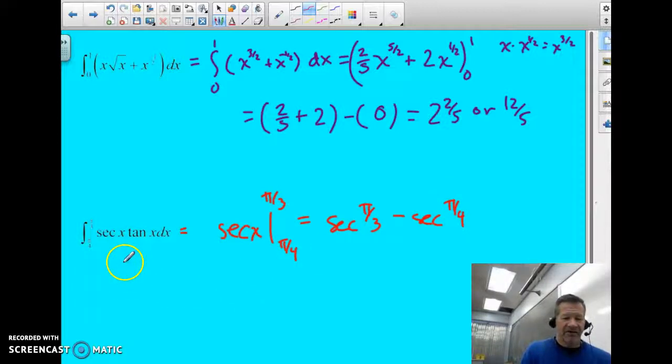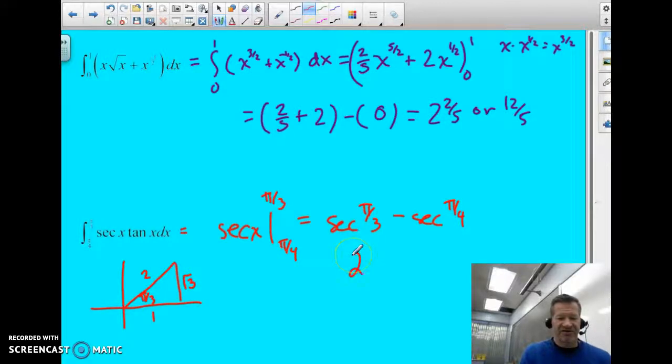So pi over 3, that terminates in the first quadrant. Pi over 3 is like a 60-degree angle. So across from that would be radical 3. The adjacent side would be 1, the hypotenuse 2. So what's the secant of pi over 3? Hypotenuse over adjacent, so that would be 2 over 1, that's just 2, minus the secant of pi over 4.